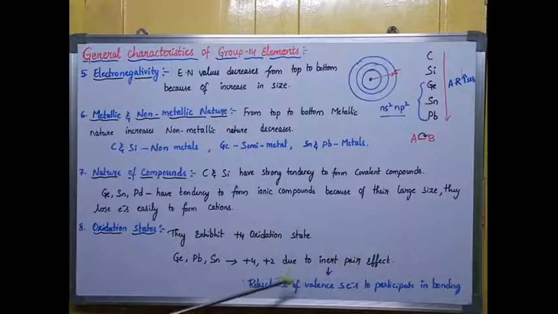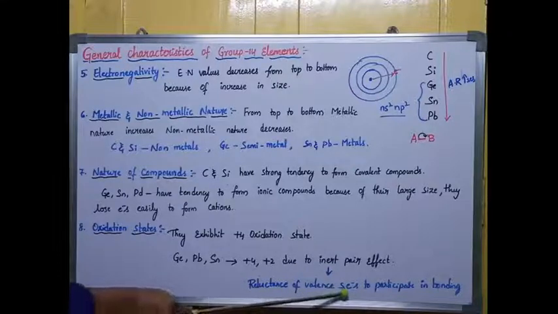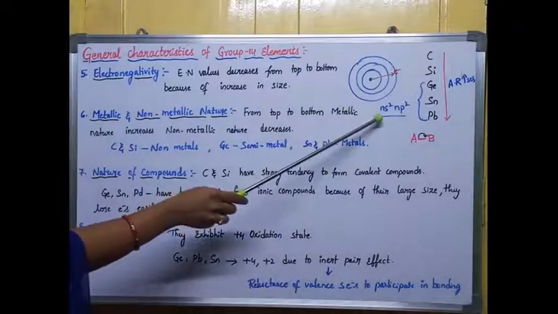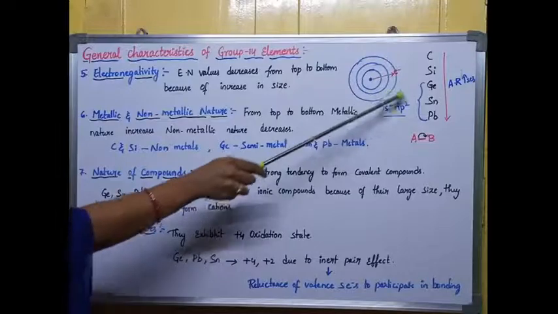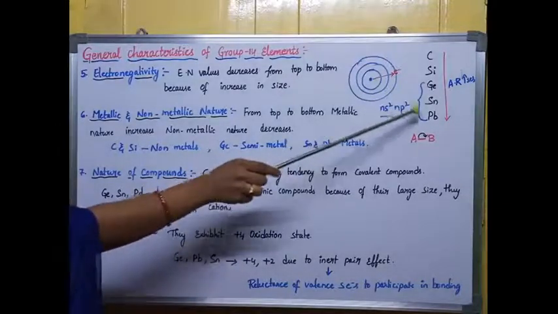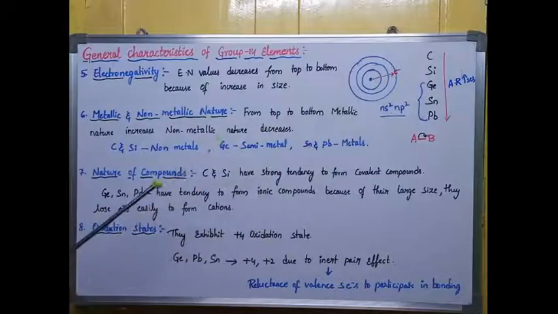So what do we mean by this inert pair effect? It is the reluctance of valence s electrons to participate in bonding. Reluctance indicates non-participation. So non-participation of valence s electrons in bonding. Okay. So, for example, I am taking the general electronic configuration ns2 np2. Here, these 4 electrons actually participate in the bonding. That's the reason they get the +4 oxidation state.